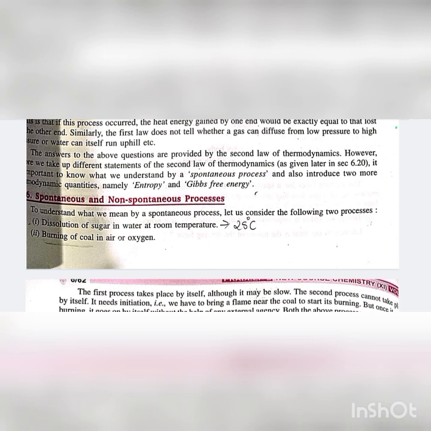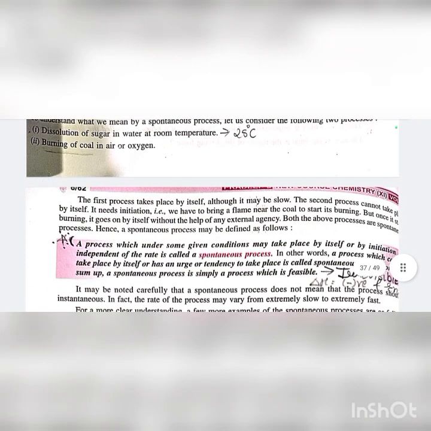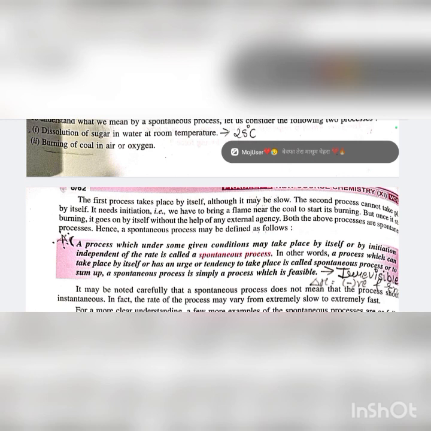Burning of coal in air or oxygen. This is also an example of a spontaneous process. The first process takes place by itself, although it may be slow. The second process cannot take place by itself. It needs initiation, that is, we have to bring a flame near the coal to start its burning. But once it starts burning, it goes on by itself without the help of any external agency.